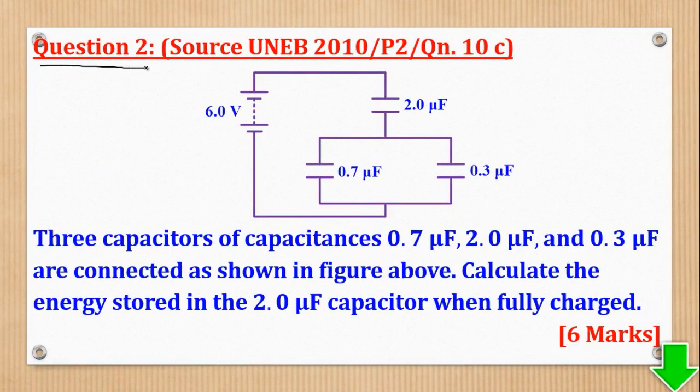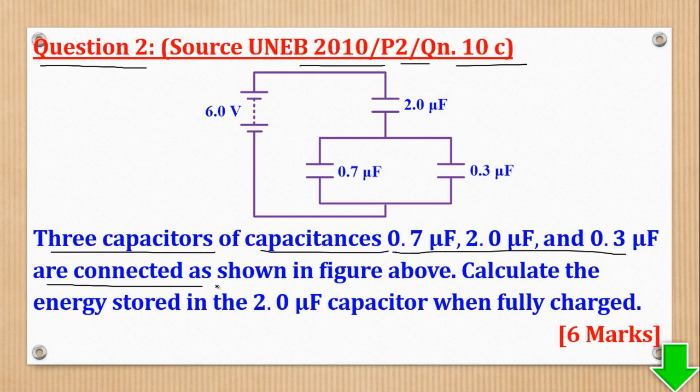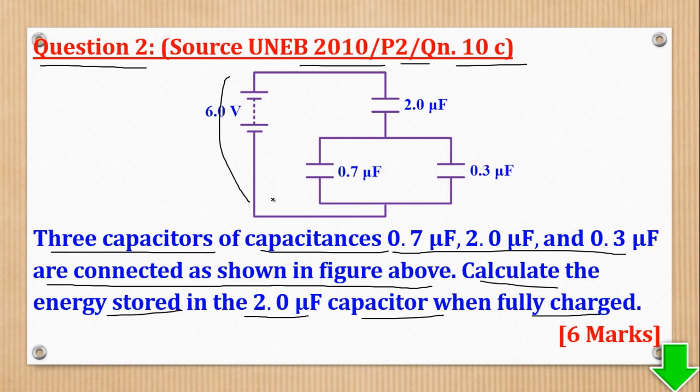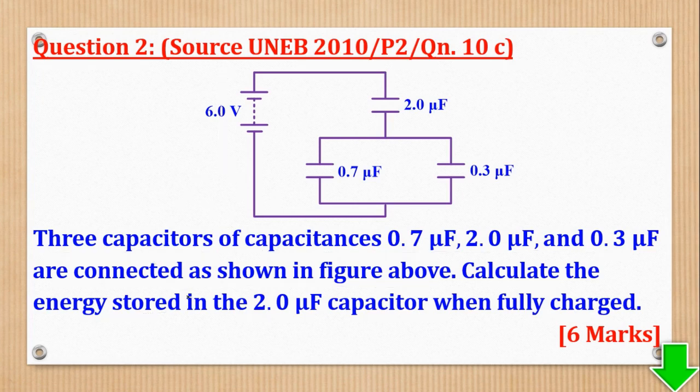So that was question 1. Now we shall go to question 2, which came from UNEB 2010 paper 2 question 10C, and says 3 capacitors of capacitances, these ones, are connected as shown in the figure above. Calculate the energy stored in the 2 microfarad capacitor when fully charged. So this is the circuit they are giving us, and previously we had already looked at the formula for energy stored in a capacitor. So we shall use that formula to come up with a solution for this question.